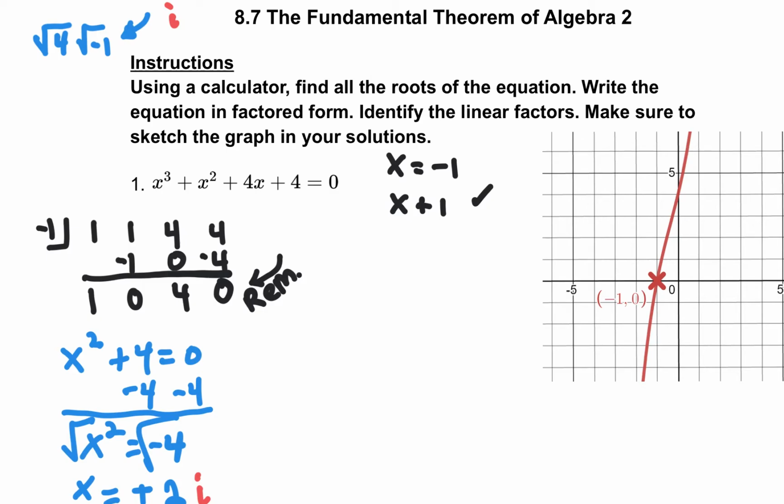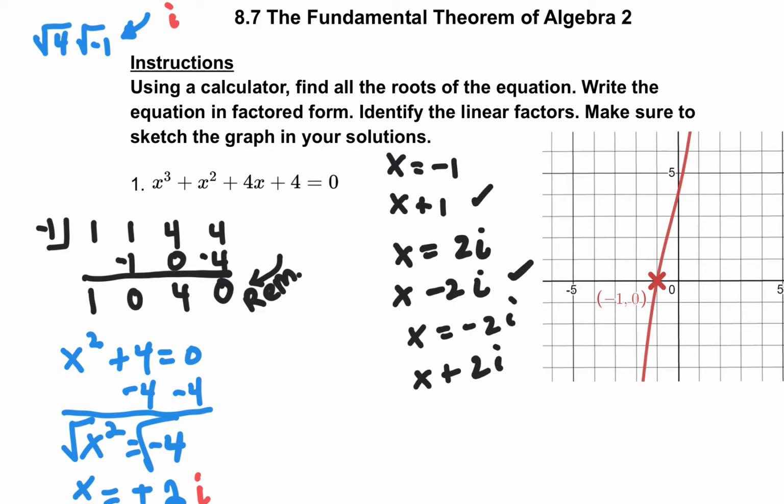So let me write the next answer, which is x equals 2i, which gives the factor x minus 2i. That's the next factor. The next root, or the next answer, is x equals -2i, which is x plus 2i. And that's the last factor. And here are the factors. This is one linear factor, and these are the complex conjugates, okay?